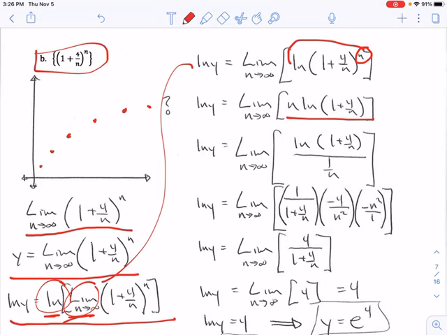Well, now we can use L'Hopital's rule. Now, L'Hopital's rule applies to quotients, and we do not have a quotient here. We actually have a product. We have the function n and the function the log of 1 plus 4 over n. But we can create a quotient from a product by dividing by its reciprocal. Just like we can take a quotient and multiply by its reciprocal. If we have a product, we can divide by the reciprocal. We hardly ever do that, but we can do it.